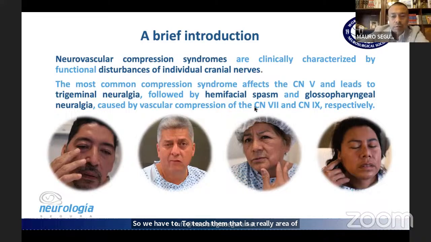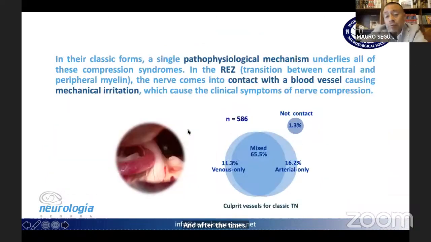Of course, we all know the previous name was described by Janetta many years ago as dysfunctional syndrome. It's a hyperactive dysfunction cranial nerve syndrome. And after the times pass, we changed the name, but it's not only neuralgia. It's not only facial pain. It's not only trigeminal neuralgia. It's a very complex disease.